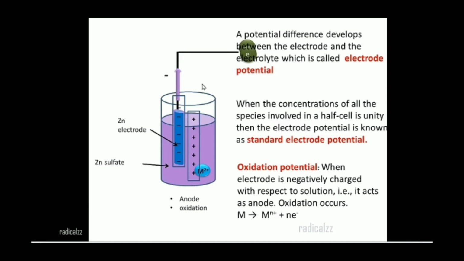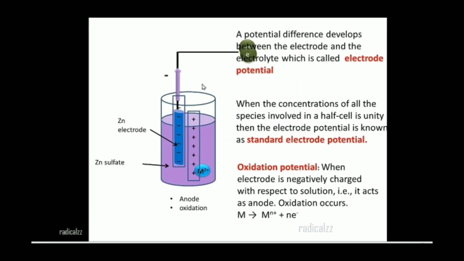You know, this is the oxidation half cell. That is, oxidation takes place in this half cell. So, the potential created in this half cell is known as oxidation potential.